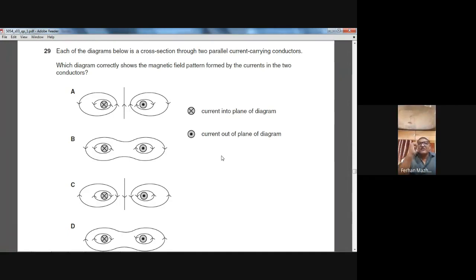Sorry, I said clockwise. It should be anti-clockwise. My curves, when I look from here, they are anti-clockwise. So the conductor represented with the dot, which means the current is coming out of the screen, I'm using this right hand rule, and the thumb is in the direction of the current, and this is showing that the magnetic field should be anti-clockwise.